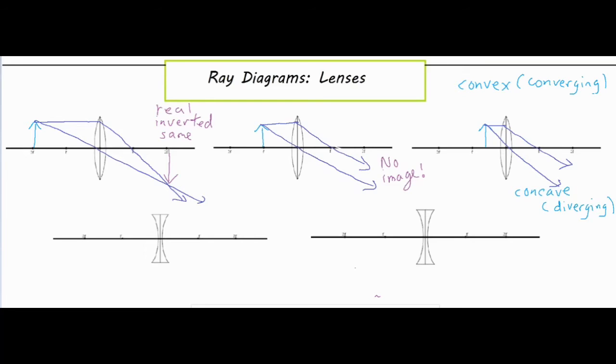For the final one, we have our image inside of the focal point. And what happens here is we send one through the center of the lens as we did with the other ones, and another one straight and through the focus. And then if you can tell, they're not exactly parallel. This one is kind of diverging away from this line a little bit.